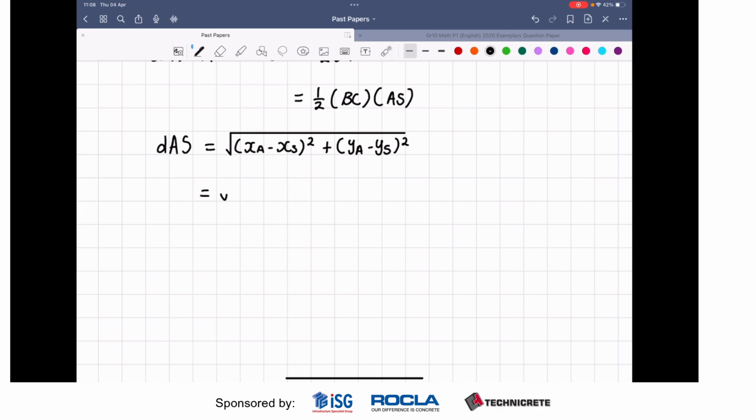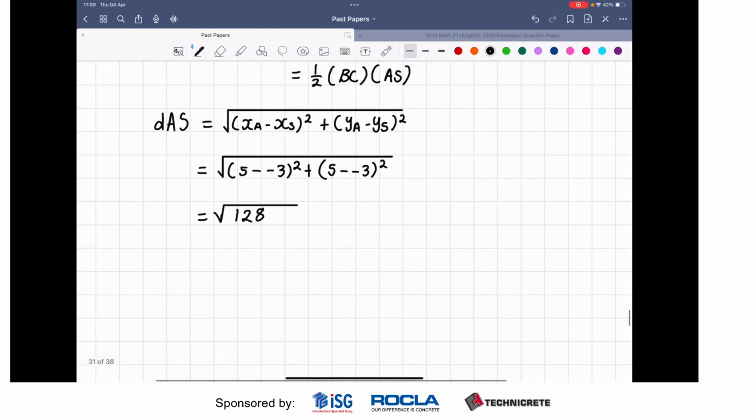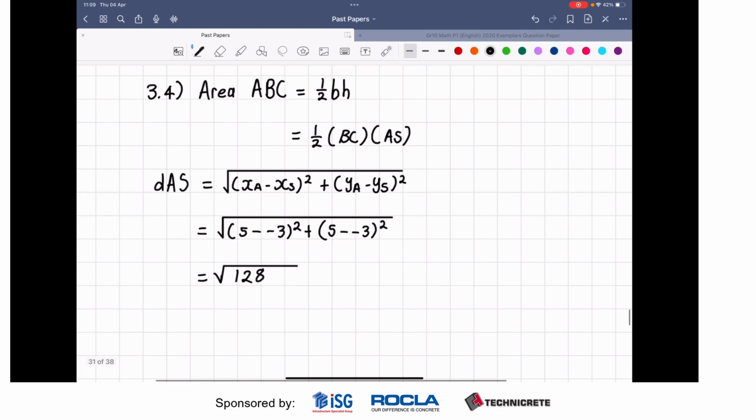And I'm going to substitute in the points. So x of A was 5 minus the x of S we found was minus 3, all squared, and then y of A is also 5 minus the y of S, which was also negative 3, all squared. And this is going to give me 8 squared plus 8 squared, which is 64 plus 64, and 128 again. I'm going to keep this as square root 128, and I'm going to rewrite this bit.